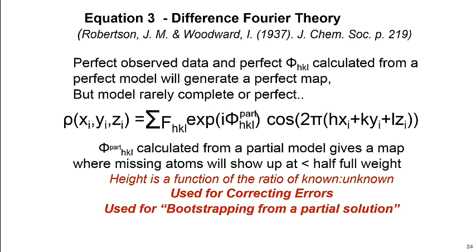And there's various ways of enhancing that map and weighting it better, but it means we can bootstrap. We get a partial model and we can start seeing something in the map which allows us to extend our model.